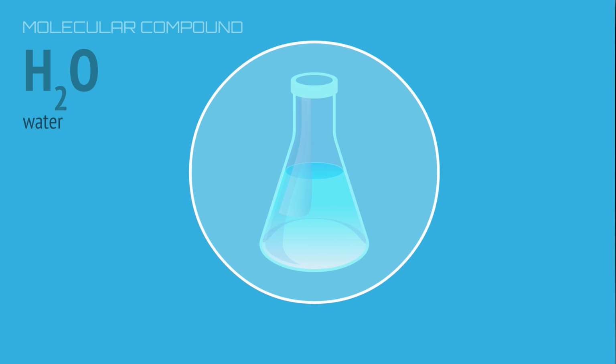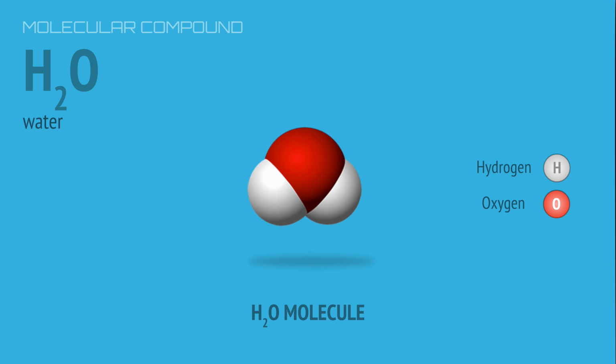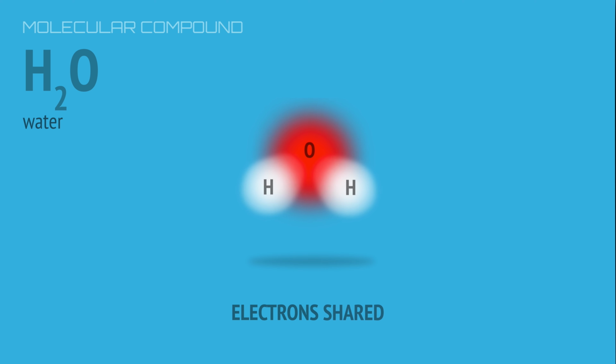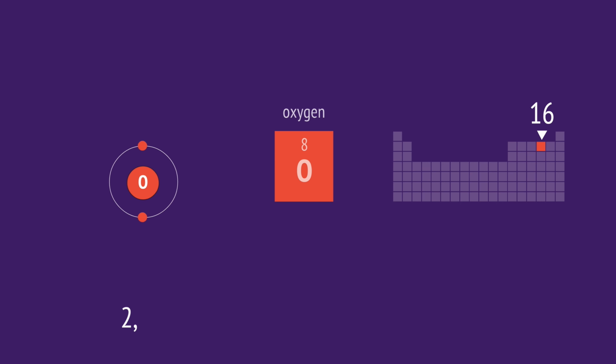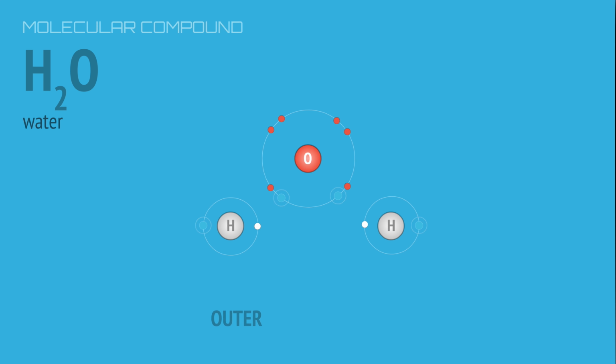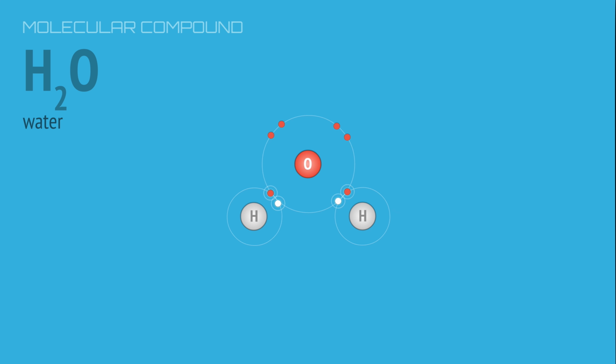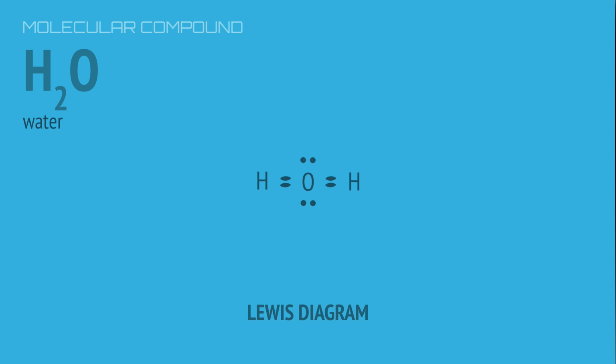Water, a liquid at room temperature, exists as molecules of hydrogen and oxygen. Each water molecule has 2 hydrogen atoms bonded to 1 oxygen atom, with pairs of shared electrons between the electron clouds. Oxygen is in group 16, so it has 6 electrons in its outermost shell, and it's looking for 2 more to complete this shell. By sharing electrons with the hydrogen atoms, all 3 outer shells are completed, forming covalent bonds and a molecule of water. And this Lewis diagram shows how the valence electrons are involved in the molecule.